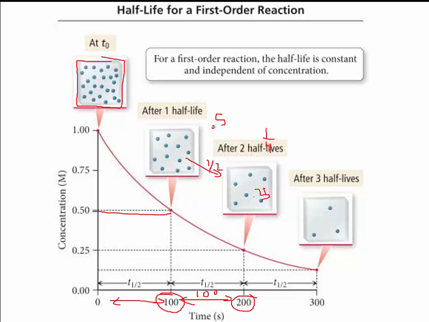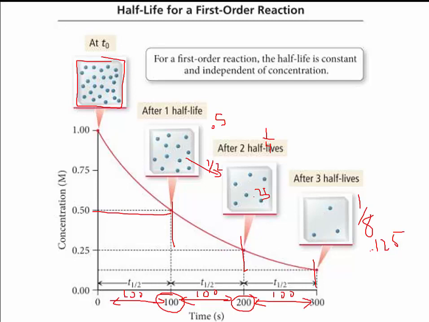And the difference between here and here is 100. And the difference between here and our third half-life, where we've got 1/8 the concentration, 0.125 molar, is also going to be 100. So our half-lives are evenly spaced out for a first-order reaction.